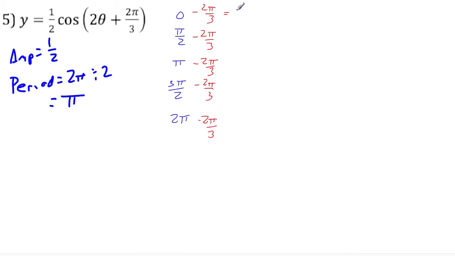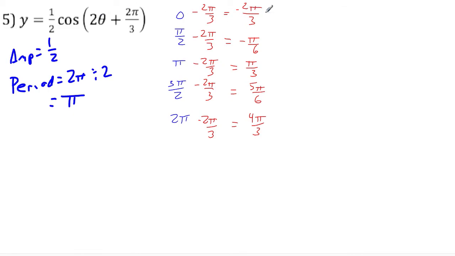And so I'm going to get negative 2 pi over 3. This is 3 pi over 6 minus 4 pi over 6, which is going to give me negative pi over 6. This is 3 pi over 3 minus 2 pi over 3, which is just pi over 3. This is 9 pi over 6 minus 4 pi over 6, which gives me 5 pi over 6. This is 6 pi over 3 minus 2 pi over 3, which gives me 4 pi over 3.